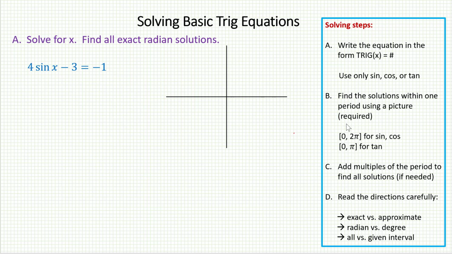Now that means between 0 and 2 pi for sine and cosine, and between 0 and pi for tangent, because the period of the tangent function is just pi. If needed, we'll add multiples of the period to those basic solutions to find all the solutions. And finally, it's very important to read the directions. Do we want exact answers, or do we want decimal approximations from the calculator? Are we working in radians or in degrees? Do we want all the solutions or only solutions in a given interval?